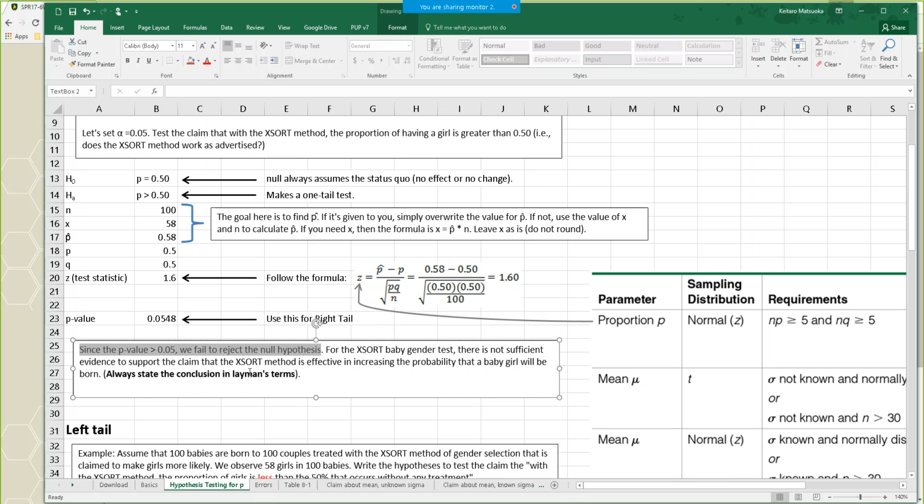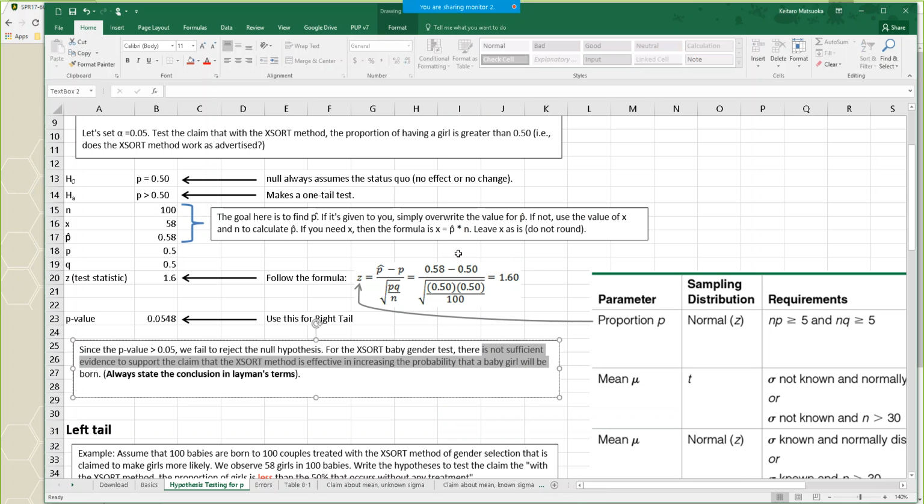The second part of the conclusion you will need to include in your assignment or the quiz is the second part here. So what does that mean in terms of the problem? For this particular problem, that means for the XOR method, or baby gender test, there's not sufficient evidence to support the claim that the XOR method is effective in increasing the probability that a baby girl will be born. Okay, that's a mouthful. I understand that. But you can think of this as like you're arguing in court. Okay? We cannot be 100% certain, but the evidence says that the XOR method doesn't work. Okay? That's what this means.